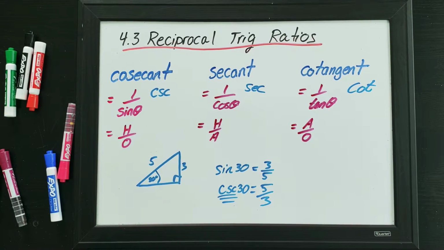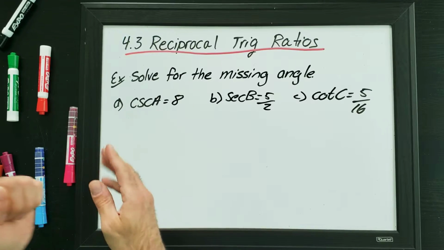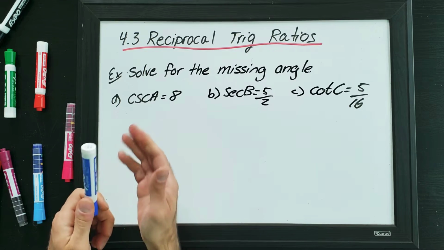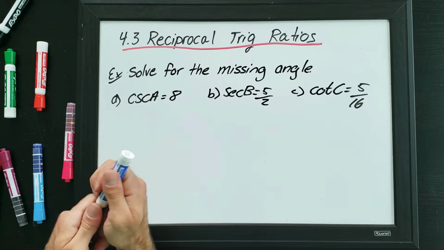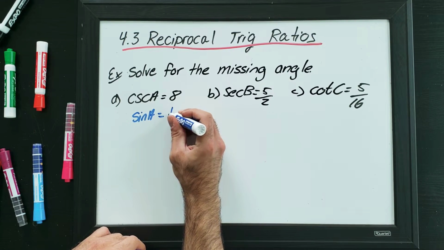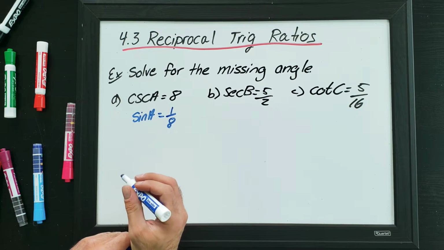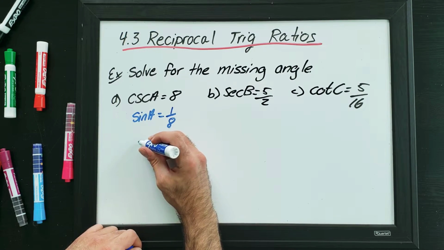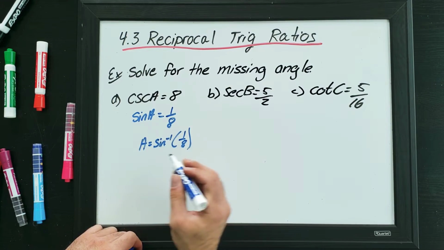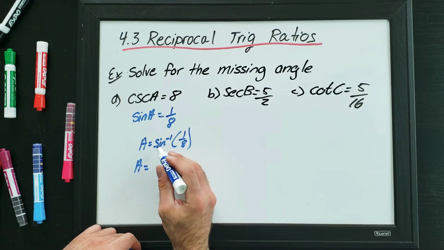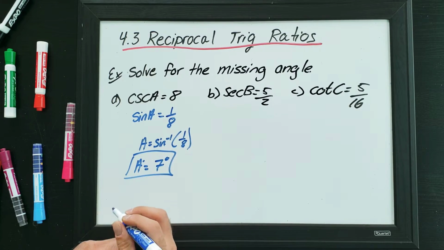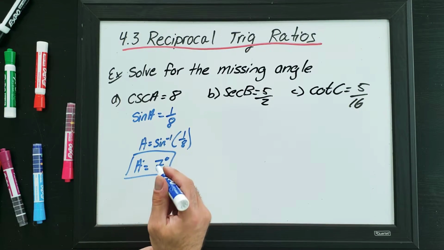Okay, now we'll get into some further examples. Okay, so here I have three different questions and we have to solve for the missing angles, and these are all reciprocal trig ratios. So cosecant of A, you need to relate it to its reciprocal. This is sine of A equals 1 over 8. Okay, so convert it to the primary trig ratios, and now we can solve, right? A equals sine negative 1 of 1 over 8. Grade 10 styles. I get my calculator, plug in sine negative 1 of 1 over 8, and I should get approximately 7 degrees.